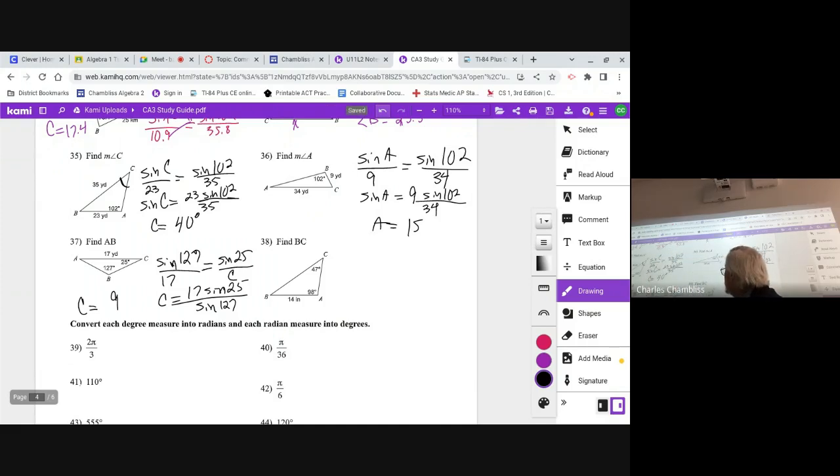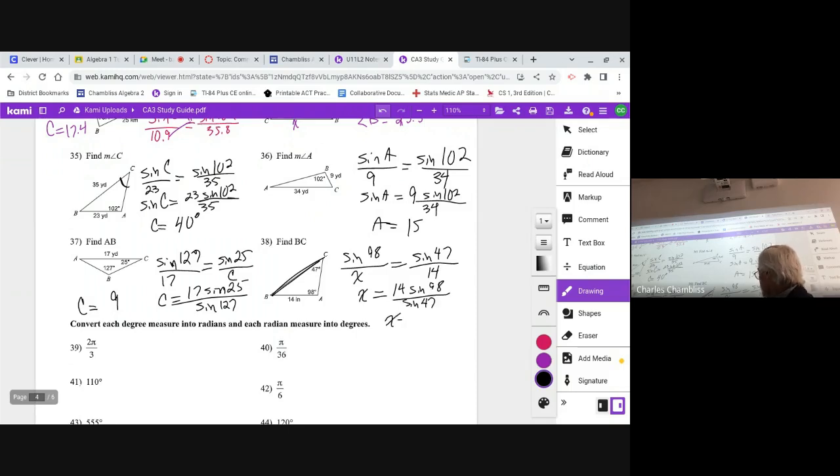38, I'm looking for BC, that's this segment over here. So sine 98 over x equals sine 47 over 14. So x equals 14 sine 98 over sine 47, 19.